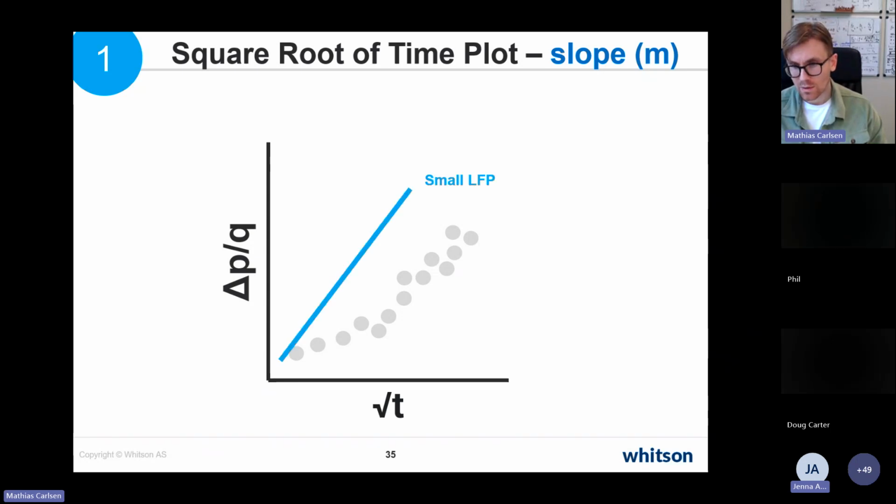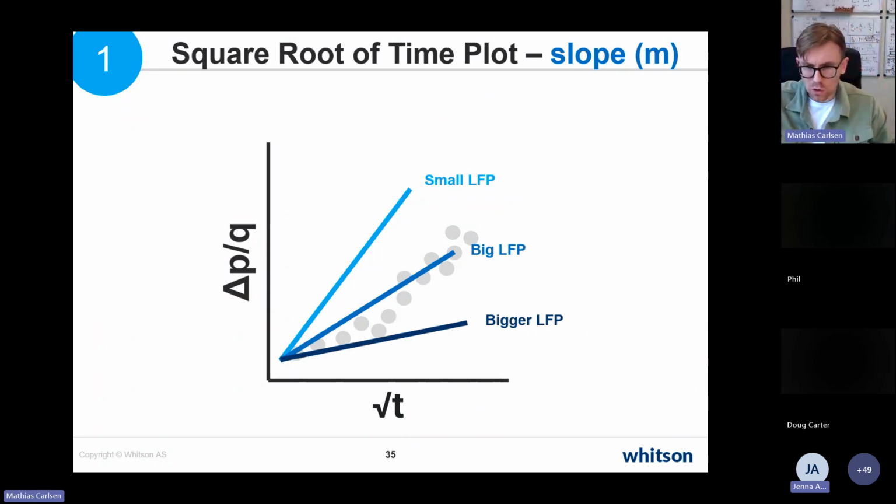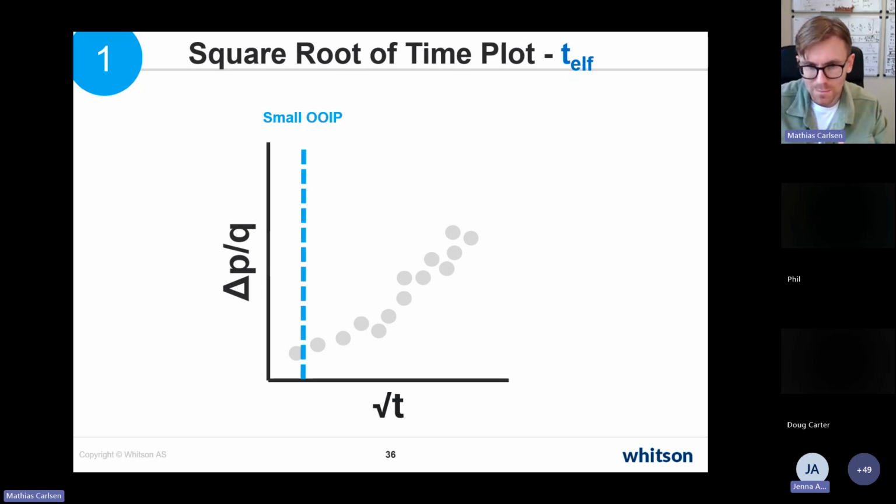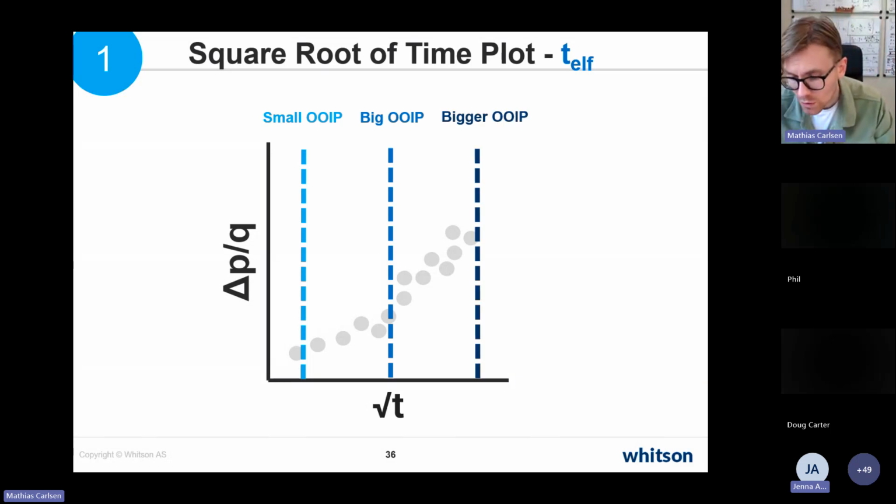This is a small LFP, this is a big LFP, and this is a bigger LFP. So productivity is essentially increasing here. So you can imagine if you had multiple wells on the same diagnostic plot, you would see which of the wells are actually more productive versus the other. In a similar manner, the time to end of linear flow is related to the tank size. So the longer it takes to reach boundary dominated flow, or the time to end of linear flow, the larger your tank size is. So this will be a small oil in place, this will be a big oil in place, and this will be an even bigger oil in place.